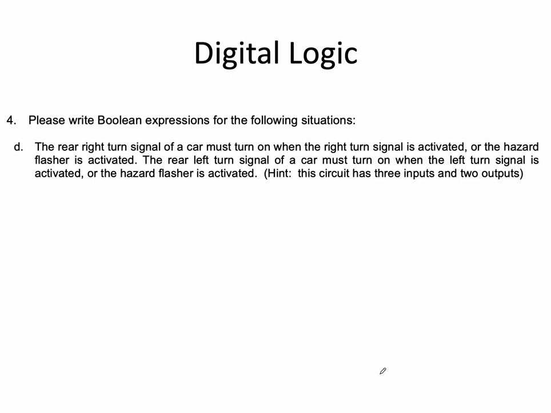And then over here, the last part of this one is to write a Boolean expression for the following situations. The right turn signal of a car is turned on when the right turn signal is activated, or the hazard flasher is activated. And the left one has to be turned on when the left turn signal is activated or the hazard's activated. How do you do this one? This one's a little bit more complex. If you read it carefully, you'll see the right one is on when the right turn signal is activated or the hazard's activated, and this one's turned on when the left turn signal is activated or the hazard's activated.